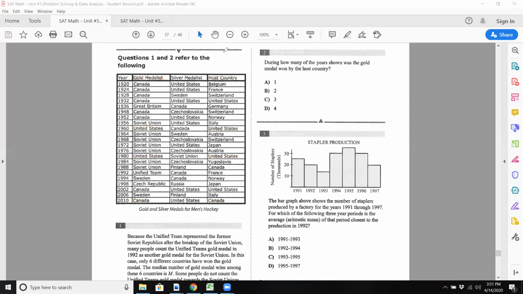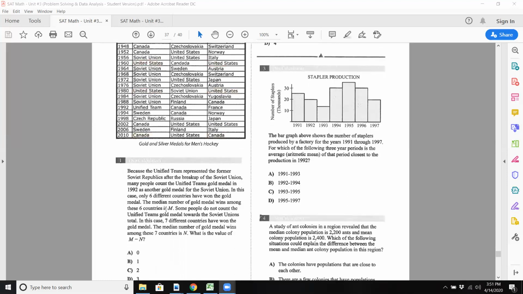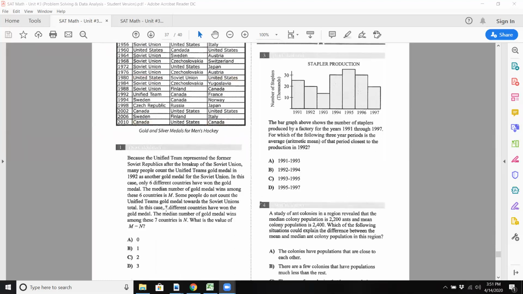Now the next one's a little wordy, and sometimes when you get these really wordy ones, if it doesn't come to you right away, I suggest you skip and come back to it later, because they give you a lot of fluff here too. Because the Unified Team represented the former Soviet republics after the break of the Soviet Union, which by the way happened in 1989 or 90, I think, many people count the Unified Team gold medal as another medal for the Soviet Union. So the 1992 Unified Team won. You could think it was the same as the Soviet Union. Some people don't think that way.